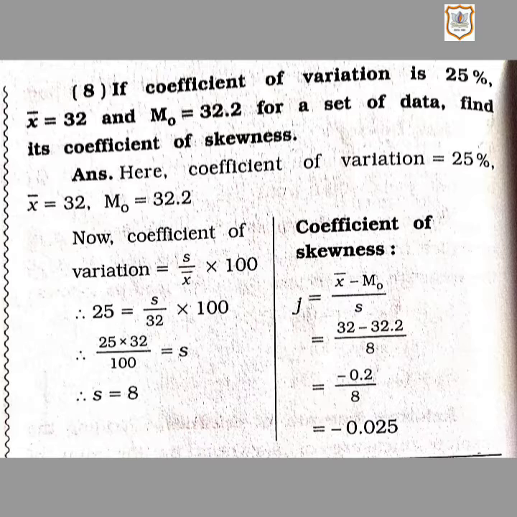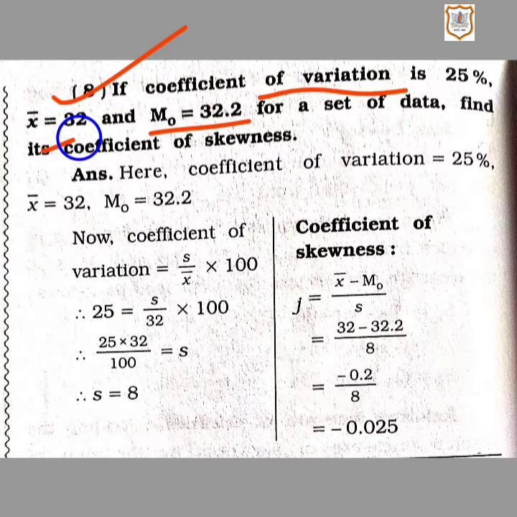In our last video, we completed short sums up to sum number 7 of exercise 5 section D. Let's continue with sum number 8. Let's read it. If the coefficient of variation is 25%, mean is 32, mode is 32.2, for a set of data, find its coefficient of skewness. So here coefficient of variation is given, mean is given and mode is given. We need to find coefficient of skewness.